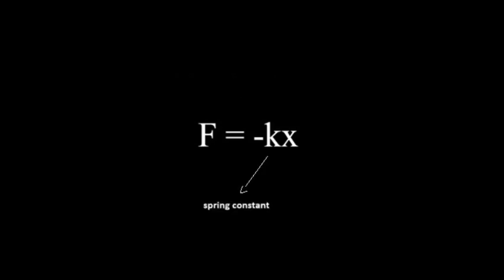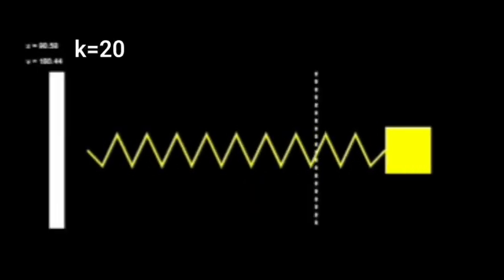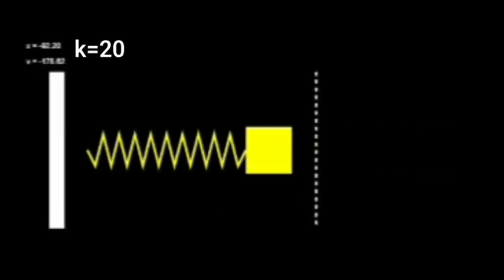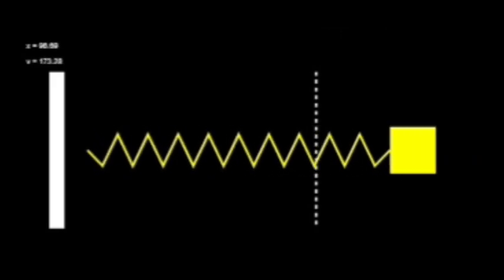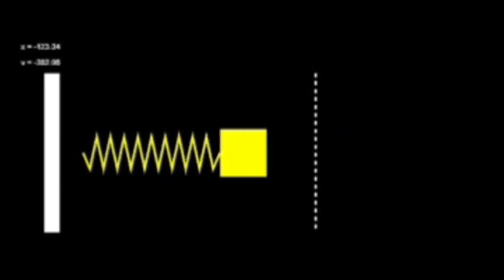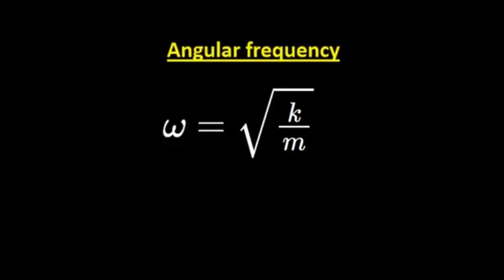the displacement but acts in the opposite direction to make the block return to the equilibrium point, hence the negative sign. This is a simulation of a simple spring block system with no external forces. As the value of k increases, the spring becomes stiffer and the oscillations become faster. The angular frequency of the oscillator, which tells us how frequently the oscillations repeat, is given by under root k by m.